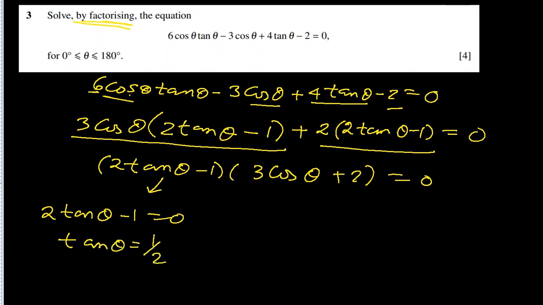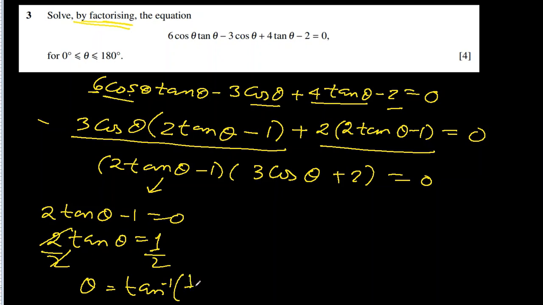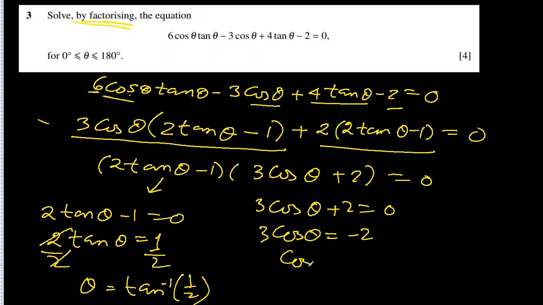Because 1 goes there. Okay, let me show the whole explanation of this. So 2 tan theta equal to 1 when this 1 goes to the other side. And if I divide both sides by 2, we get tan theta equal to half. And theta will be tan inverse half. Let's go to the second one. We can write 3 cos theta plus 2 equal to 0. Cos theta, rather 3 cos theta equal to minus 2. And cos theta is negative 2/3.